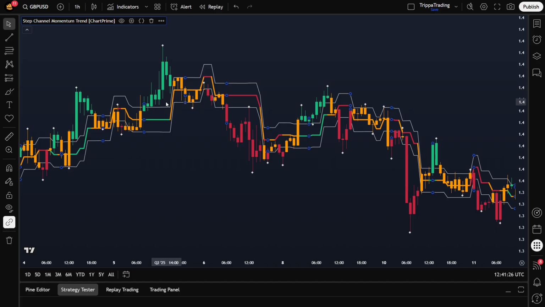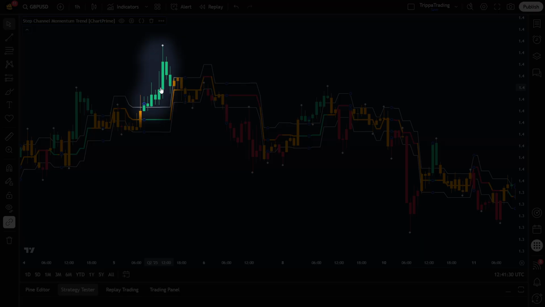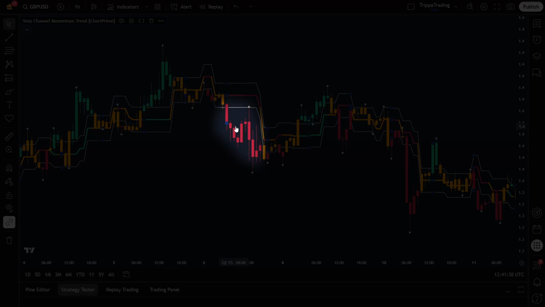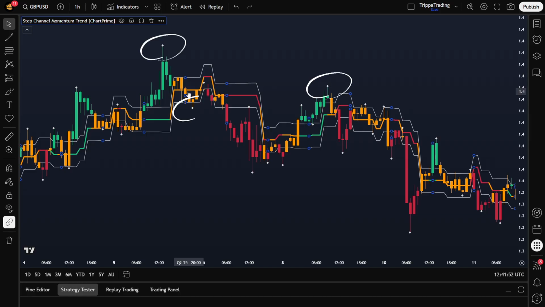Now, the most intuitive part of this indicator is the candle coloring. When price breaks above the upper volatility band, the candles flip to green, signaling strong bullish momentum. When price drops below the lower band, the candles turn red, showing strong bearish momentum. And if the price is stuck between the bands, the candles go orange, telling you the market is in a low momentum sideways range.